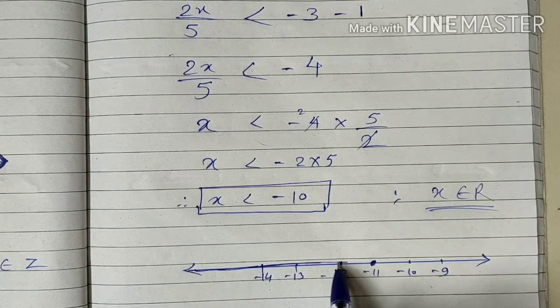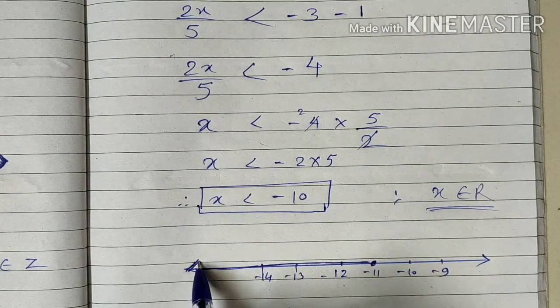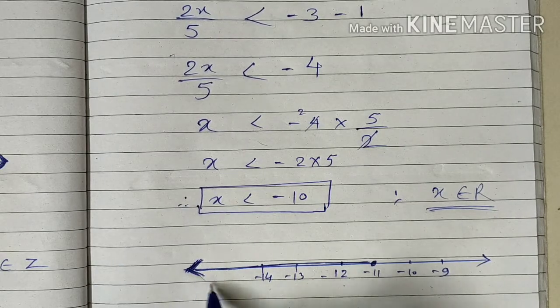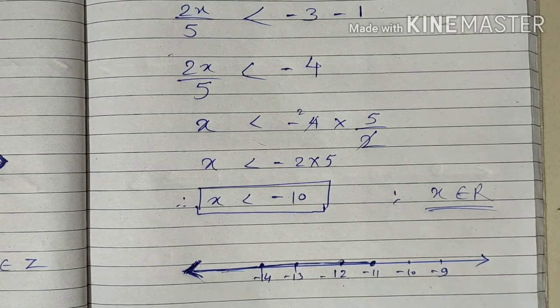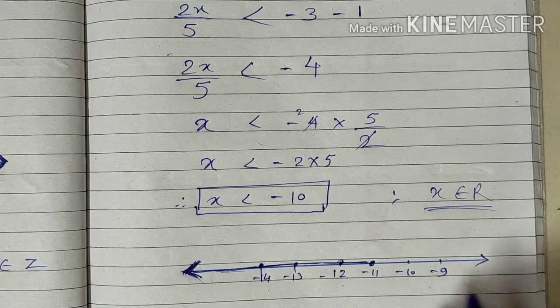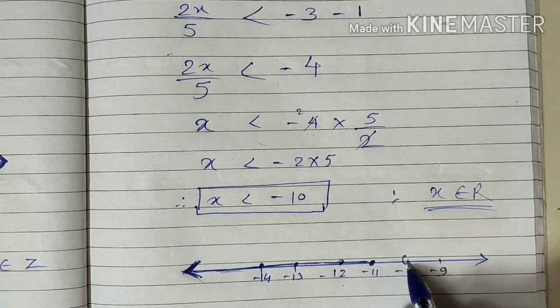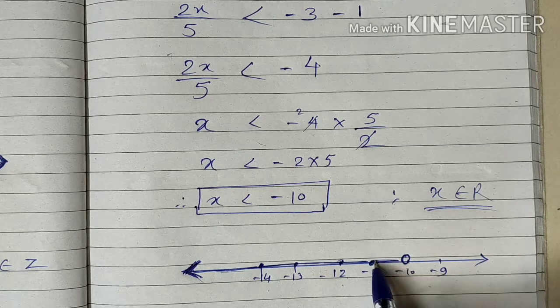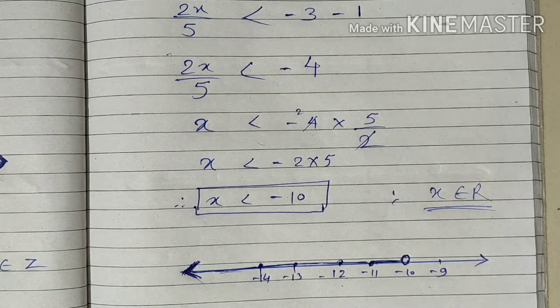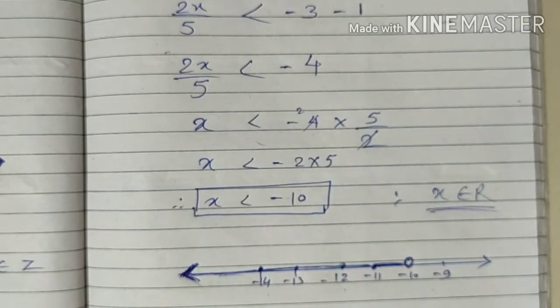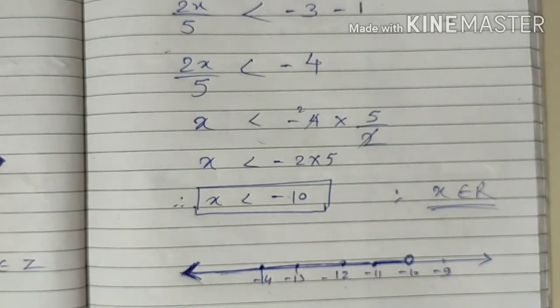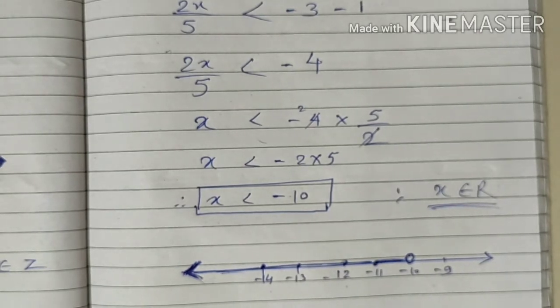So when we go to the left side, the value goes on decreasing. So we will represent all these numbers with the dark line. Okay, and minus 10 is not included, so give it as a circle. And also the numbers in between, minus 10 and minus 11, are also included in that. Got it? So like this we can represent this set on the number line. Okay, we'll do one more question of the same type. That is question number 9.